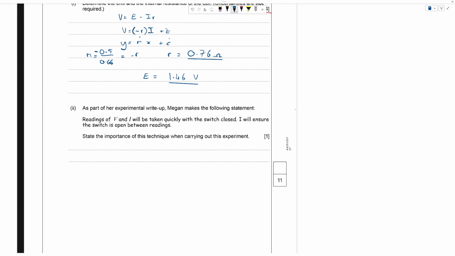State the importance. Yeah, so cell may become hot when current high, which could affect the value of R and could be a safety hazard. Job done.